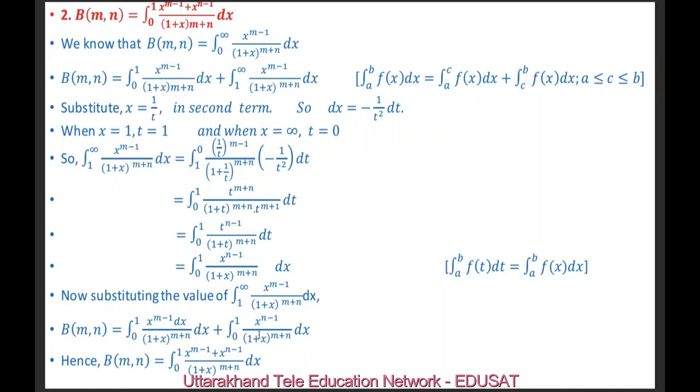So here the limits of integration are the same, the variable is the same, the denominator is the same. So we may write the integral from 0 to 1 of (x raised to m minus 1 plus x raised to n minus 1), over (1 plus x) raised to m plus n dx.